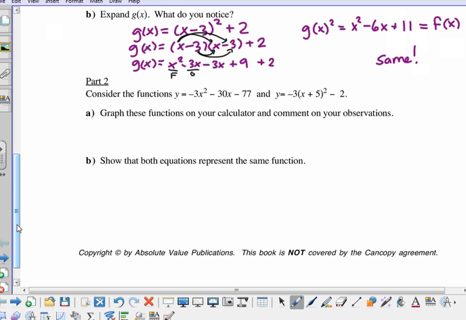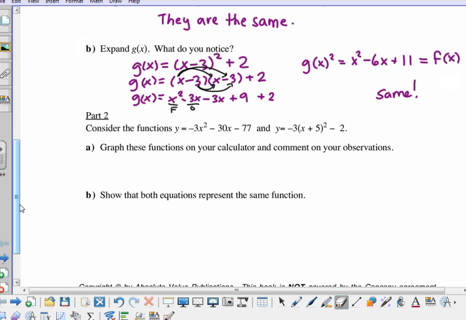Can you say why? I don't know why I wrote squared here. There's no squared. I don't know why that was there. Okay. All right, same idea.